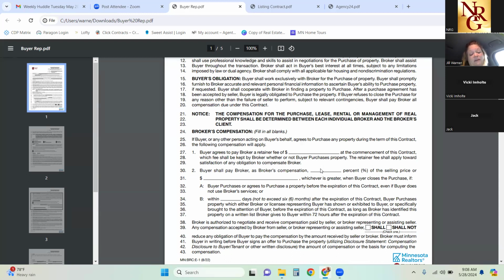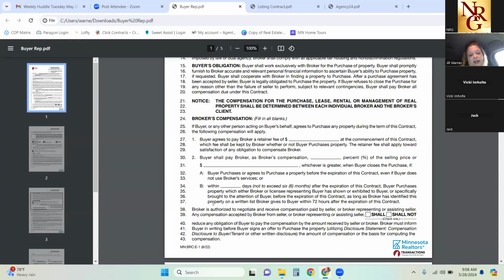So I would say be cautionary about your market and what's going on out there. If it's 3%, put 3% in there. You can always go back and negotiate that. If it's not a percentage, you can go ahead and put a dollar amount in here. And then on line 34, I am always putting in there 180 days. Basically what that means is, from the time that the contract is done, if you showed them a property in that 180 days, you have the right to go back for compensation for that.